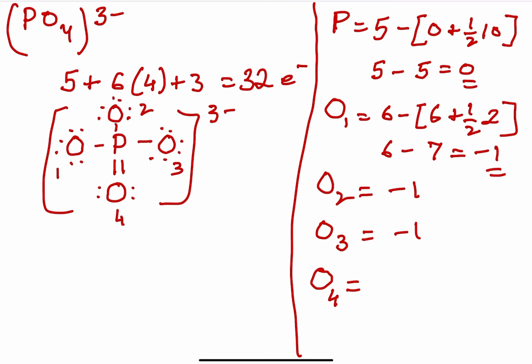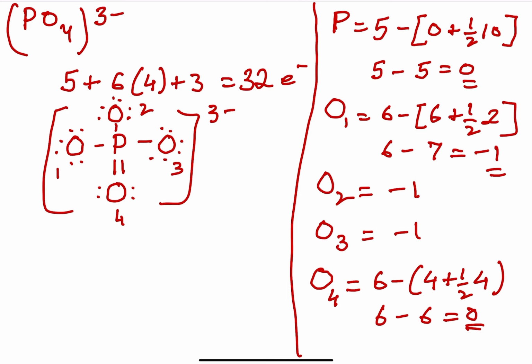So let's see if the fourth oxygen is correct. The number of valence electrons is 6, minus the number of electrons in lone pairs. How many electrons are there in lone pairs? There are 4 electrons in lone pairs, plus half the number of bonding electrons. Bonding electrons: 1 2 3 4, 4 over there. So 6 minus 6 equals 0. So the formal charge of oxygen 4 is 0.